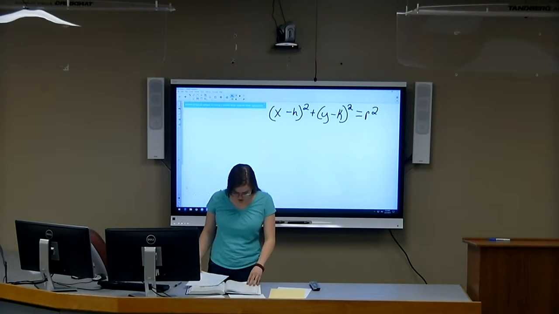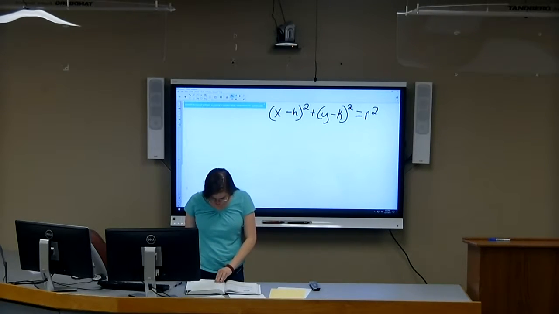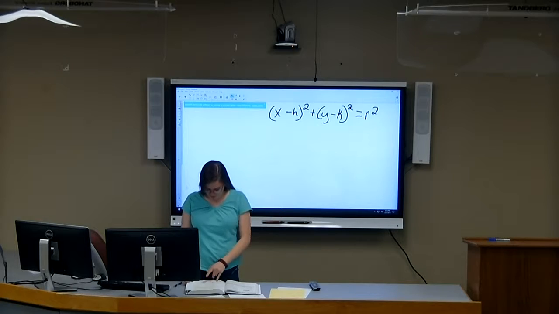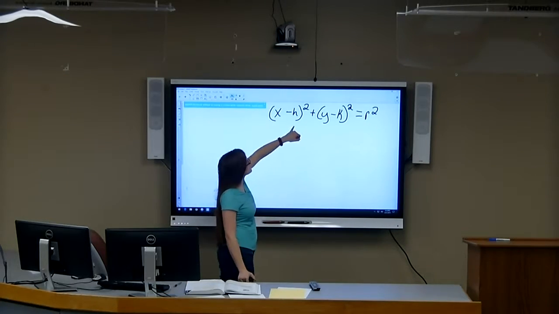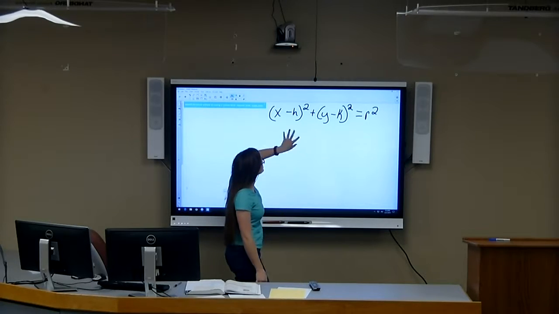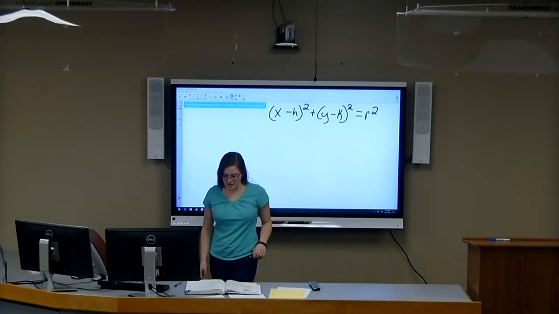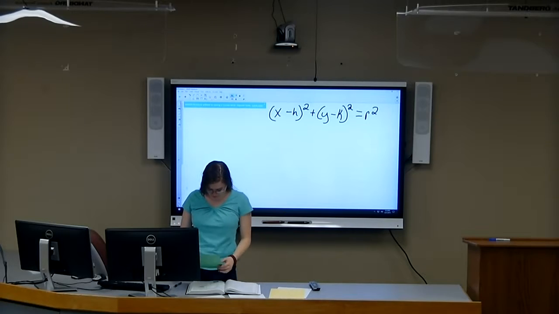If I remember correctly, h, k stands for the center of the circle. So whenever you're looking for intercepts and such, you need to know the center of the circle to find that, and that's why it's set up that way.